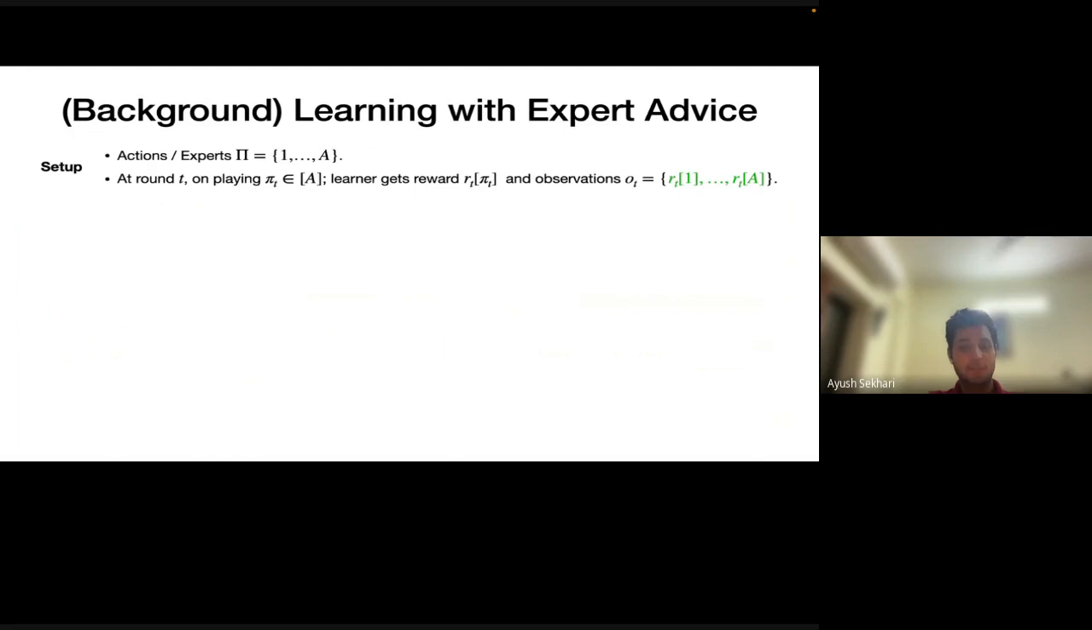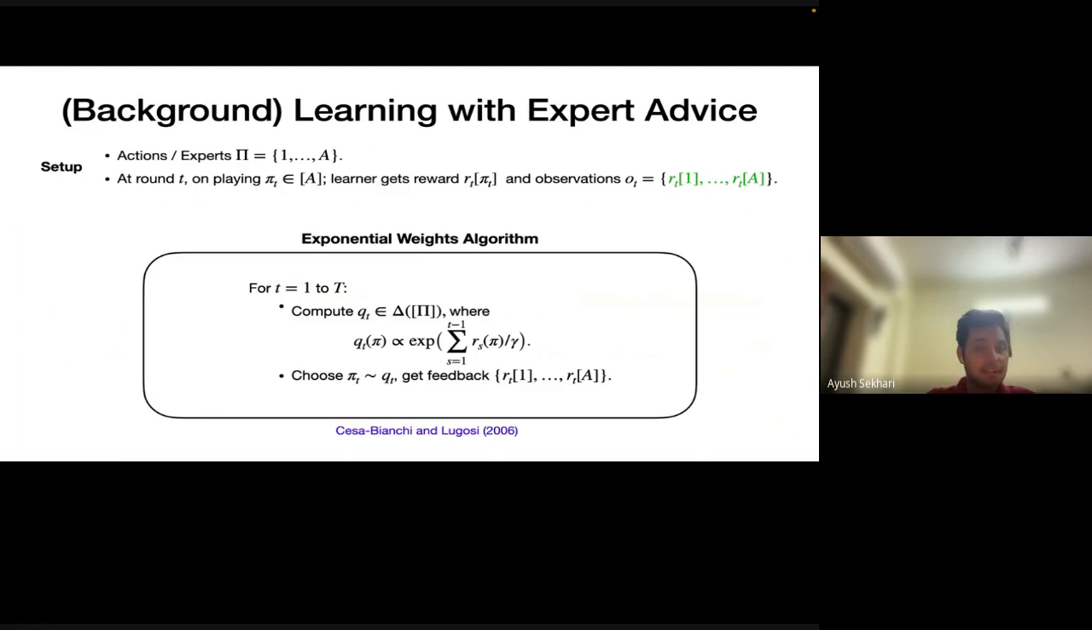Now this problem has been very well studied, and there are many popular algorithms. One popular algorithm is the exponential weights algorithm. This is a very simple algorithm. It is an online algorithm. At every round, it computes a distribution q_t over the action space by looking at the history of past rewards corresponding to different policies. So the weight that is given to a policy pi is proportional to the exponential of the cumulative reward observed by that policy divided by the scale parameter gamma. And at every round, the policy that the learner chooses is sampled from this distribution, and you get full information feedback.